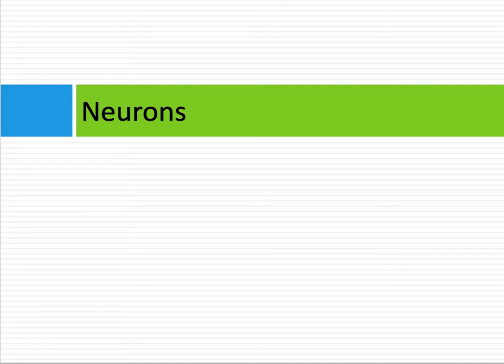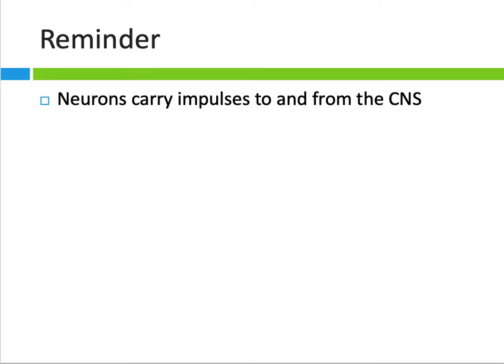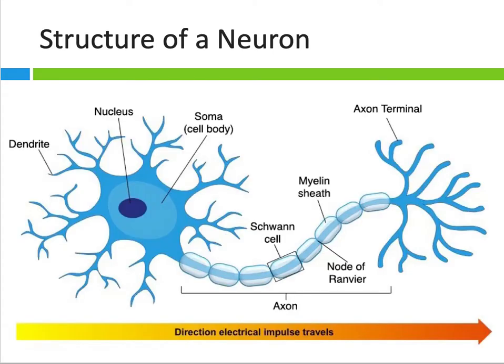This is going to look at neurons. Neurons are specialized nerve cells that carry impulses to, from, and within the central nervous system. Here is a basic neuron. Now, there are different types of neurons based on their structure. They have unipolar, bipolar, and multipolar neurons.